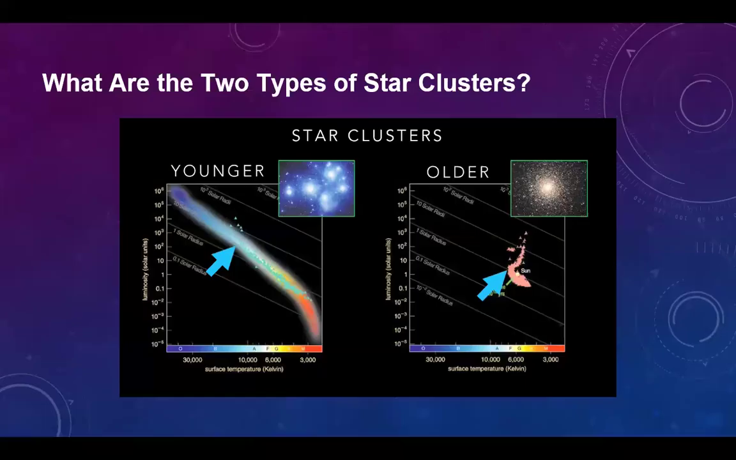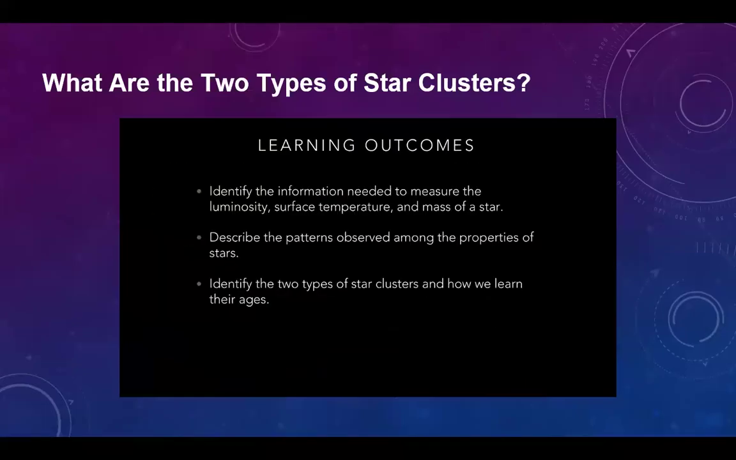In general, precise study of a cluster's main sequence turn-off point allows us to make a fairly precise estimate of its age. To recap, in this video, we have identified the information needed to measure the luminosity, surface temperature, and mass of a star, described the patterns observed among the properties of stars, and identified the two types of star clusters and how we learn their ages.